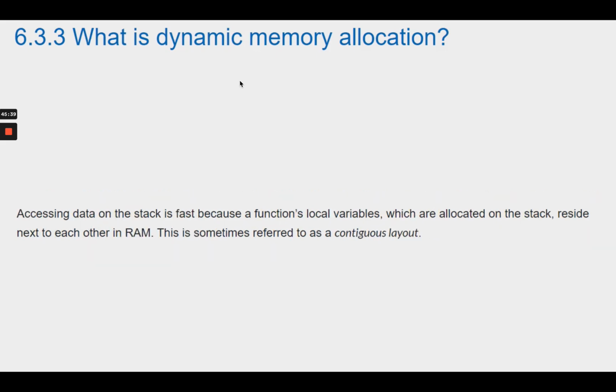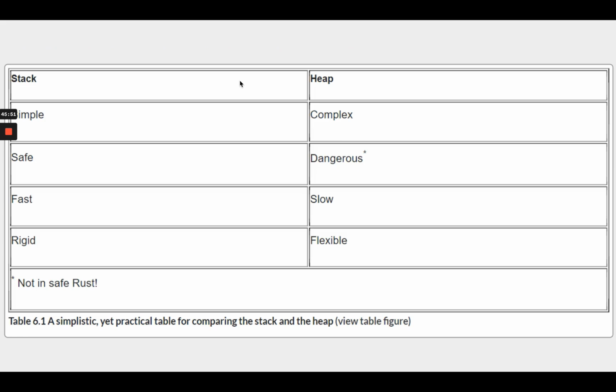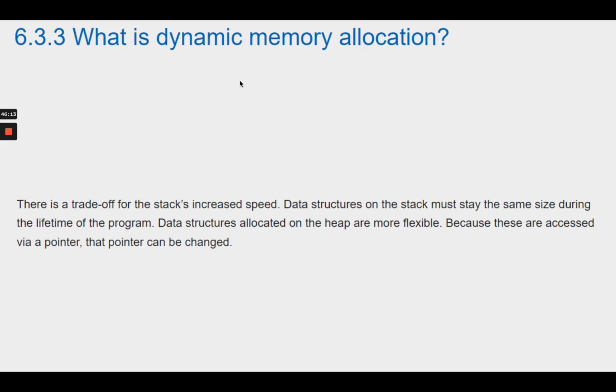Accessing data on the stack is fast because a function's local variables, which are allocated on the stack, reside next to each other in RAM. This is sometimes referred to as contiguous layout. A contiguous layout is cache-friendly. Alternatively, variables allocated on the heap are unlikely to reside next to each other. Moreover, accessing data on the heap involves dereferencing the pointer. That implies a page table lookup and a trip to main memory. Table 6.1 summarizes these differences.